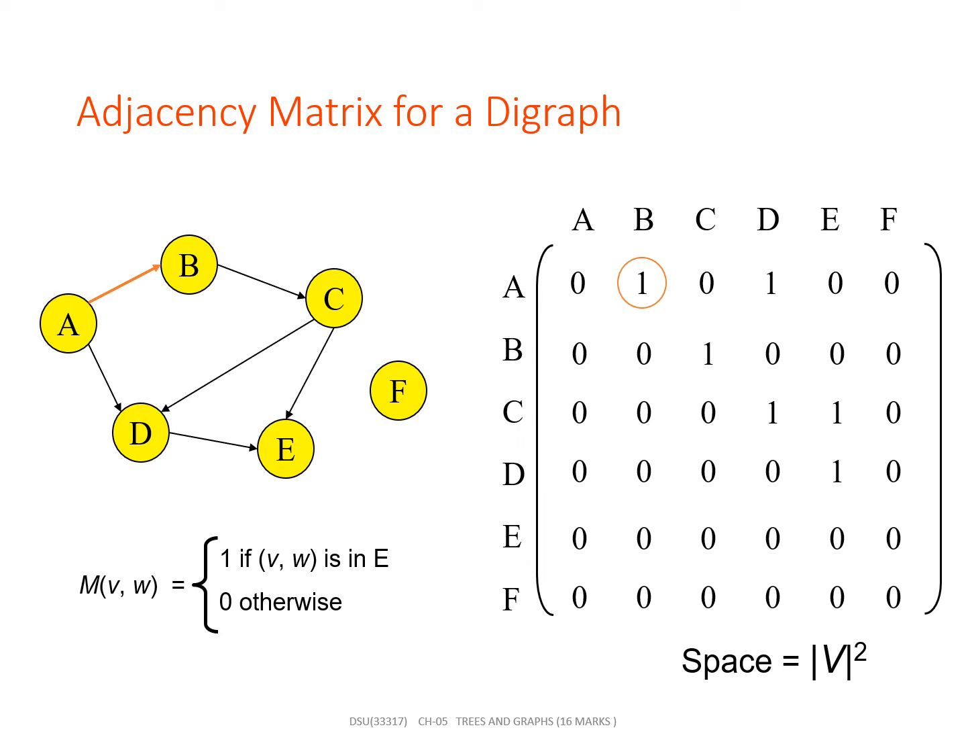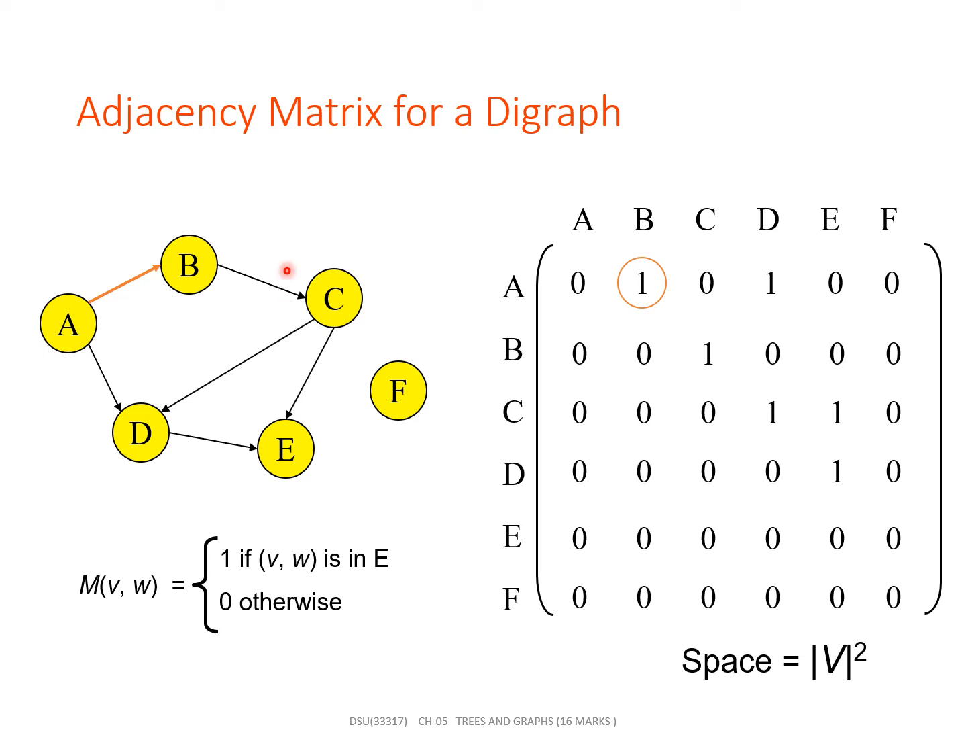Now, the adjacency matrix for a digraph. This is the directional graph. For the directional graph, if (V, W) is in E, then the entry is 1, otherwise it is 0. See here, for this directional graph, A to B is 1, A to C no, A to D is 1.